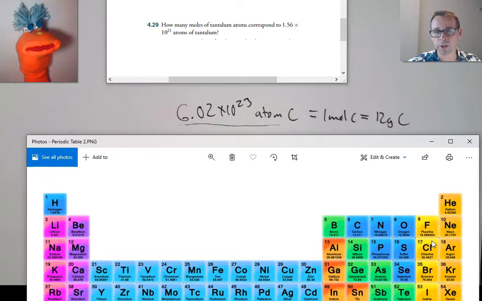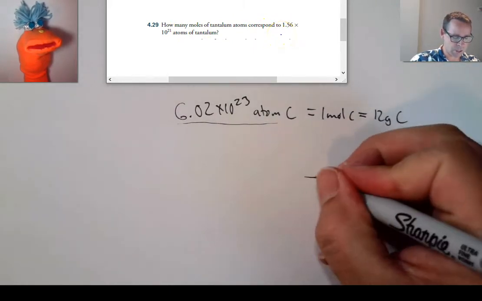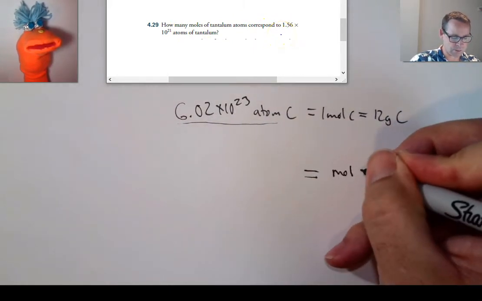If I want a mole of fluorine, how many grams do I have to weigh out? This number. If I want a mole of copper, how many grams do I have to weigh out? That number. That number has the units of, that's how many grams you need to get 1 mole. Now in this case, we're asking for how many moles of tantalum atoms. So I can write to my equal sign here, moles of tantalum.